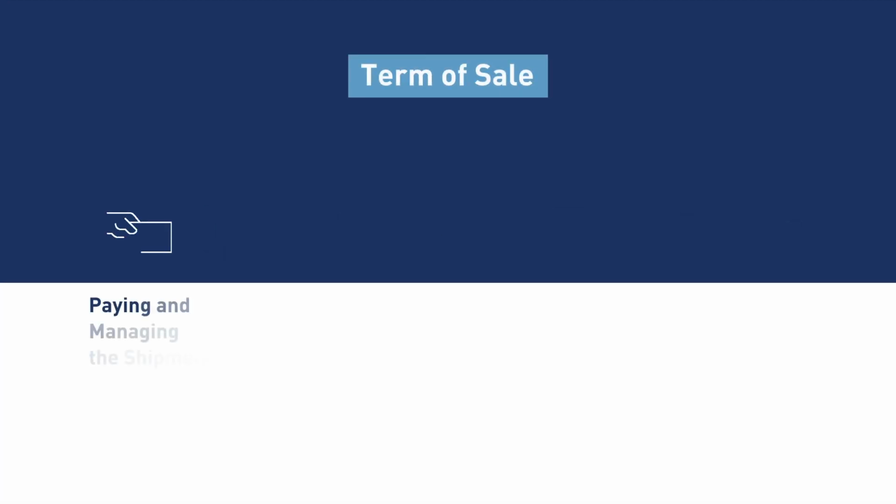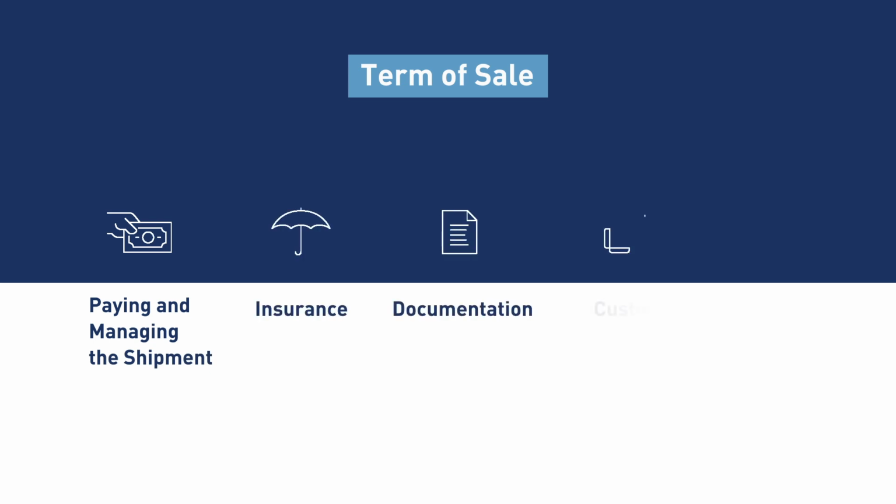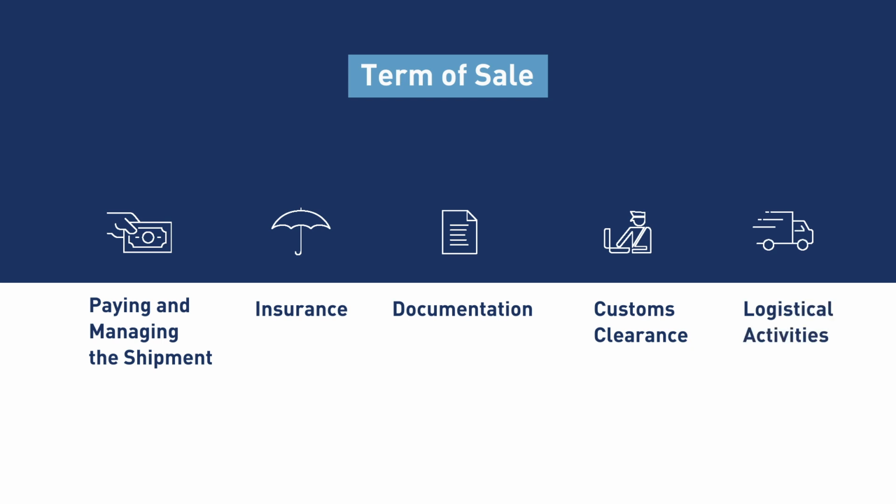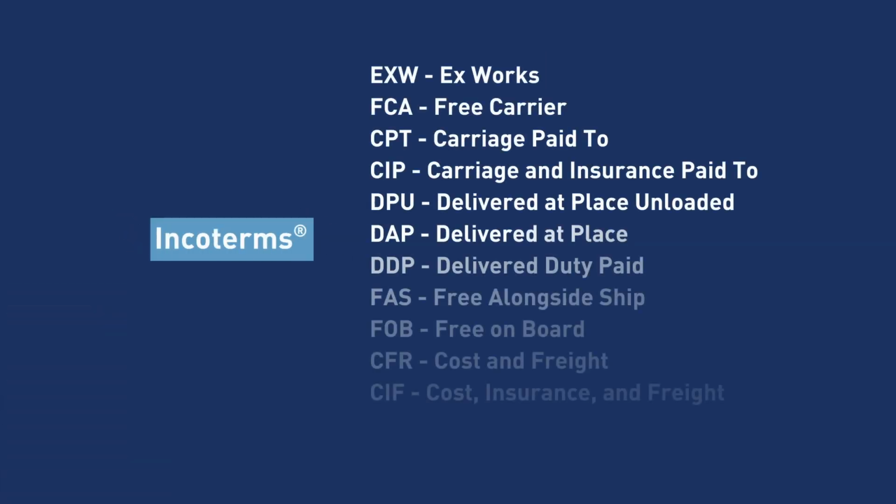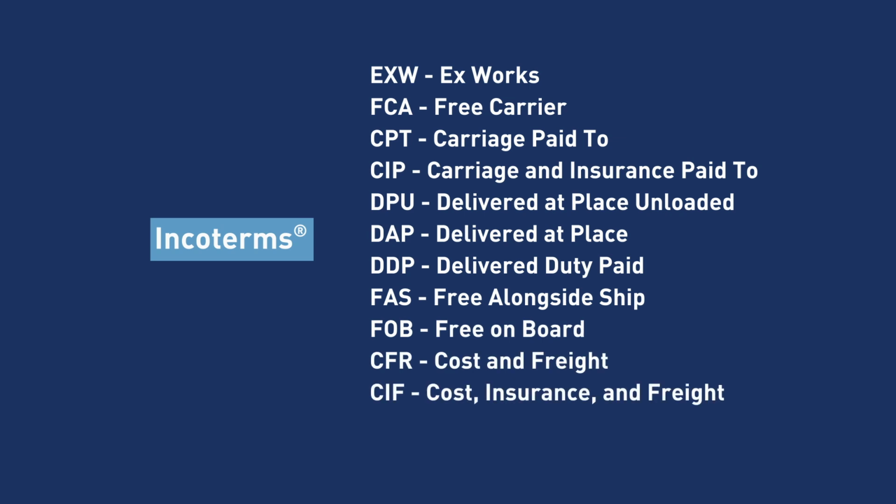A term of sale specifies who is responsible for paying for and managing the shipment, insurance, documentation, customs clearance, and other logistical activities. You can use Incoterms, which are internationally recognized terms. You can learn more about them on export.gov.